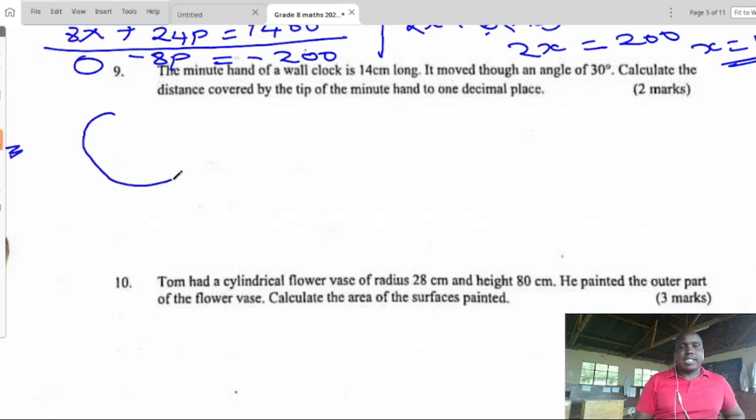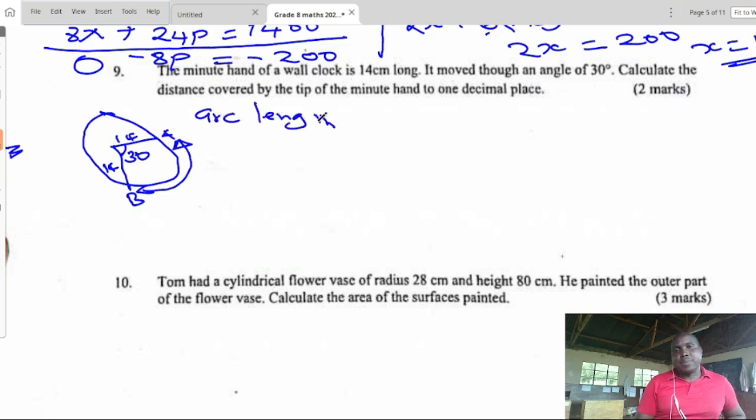That is just a circle with radius 14, and the angle at the center is 30. Angle subtended at the center. So we want the distance AB, this distance here. This is part of a circumference, and we know part of a circumference is what we call an arc length. So here we want to calculate the arc length.